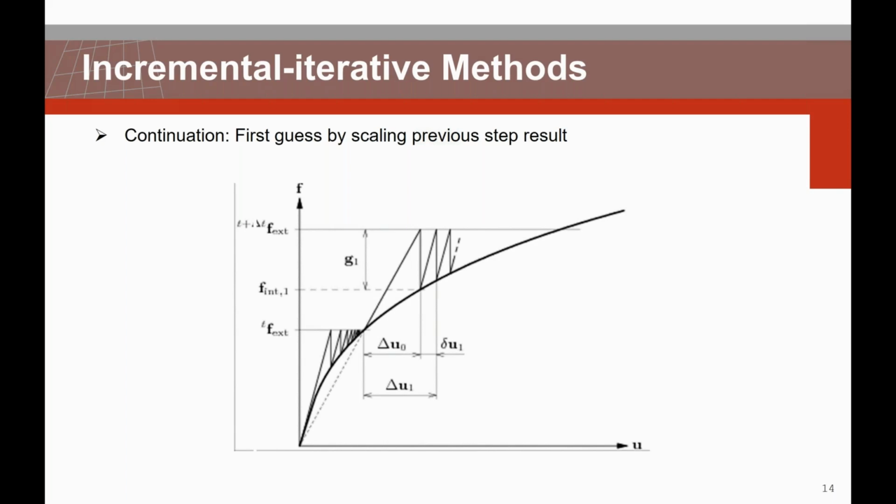If the equilibrium path shows irregularities, it's not advisable to use the continuation method. An irregularity occurs, for instance, at loading and unloading points. In that case, the displacement increments of the previous steps are not a good prediction for the increment in the current step.